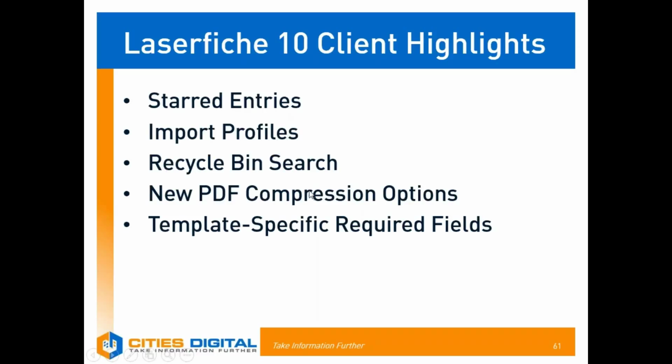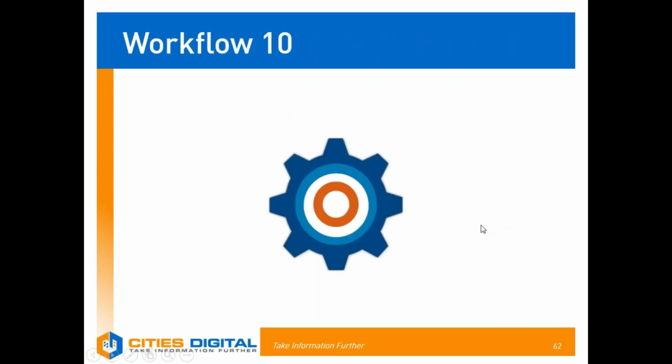Recycle bin search. Previously, you had one recycle bin. Now you've got individual recycle bins, and you can limit the searching options for who can see what there. There's new PDF compression options and a great one about template-specific required fields. And I'll get into that in a little more detail in just a second here. All right.